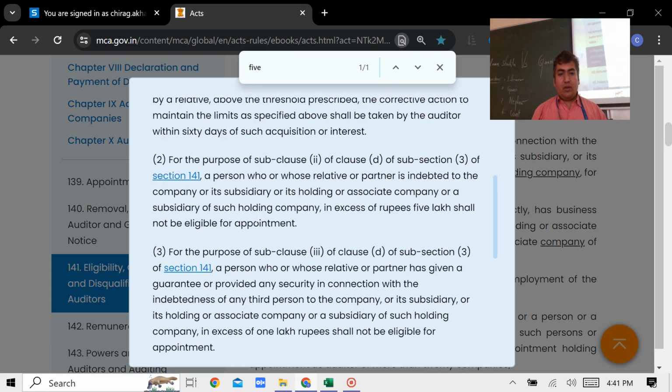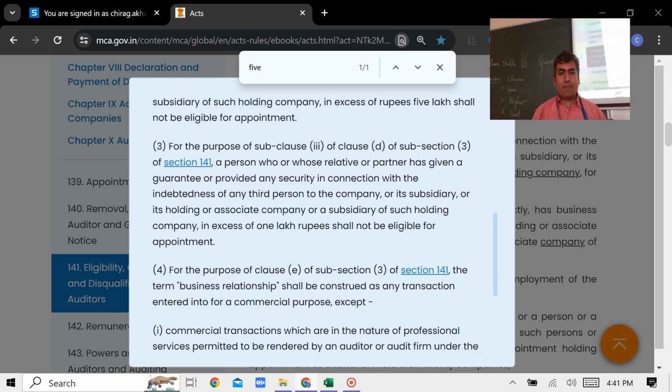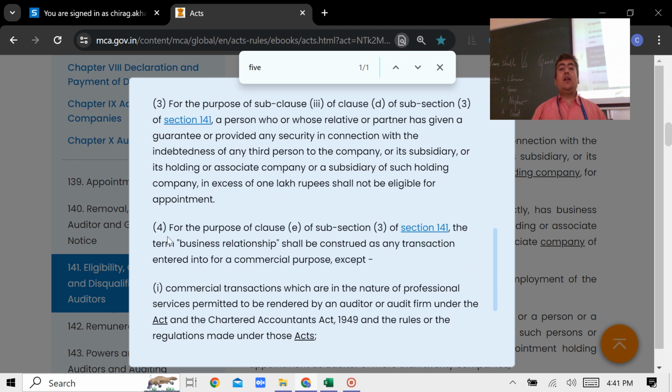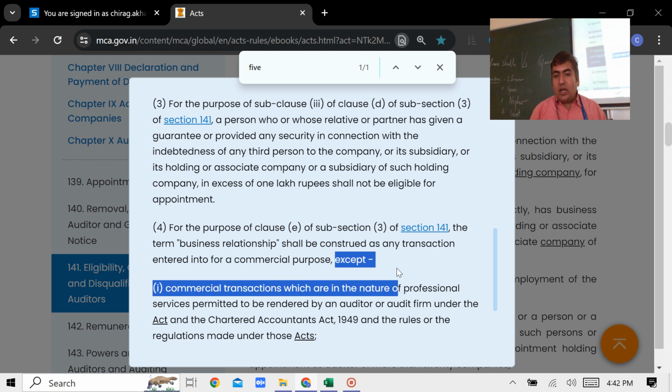Look at, if you come down, here my dear students, it is written that business relationship means only the transaction of what nature? Any commercial transaction you are making with the company is considered as business relationship. But the amount doesn't matter. It may be 5 rupees, it may be 5,000, it may be 5 crores, doesn't matter. But guys, an exception is also there. तो ये जो पॉइंट है वो एक्सेप्शन के पॉइंट ऑफ व्यू से काफी इंपॉर्टेंट है. What law can ask?